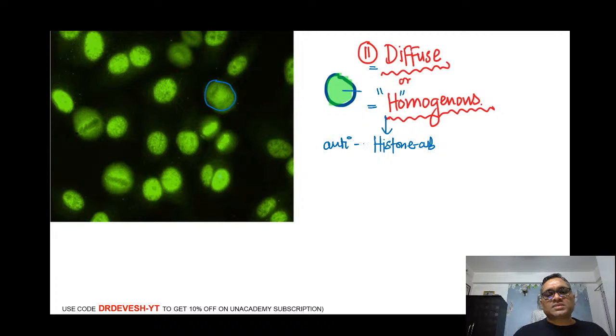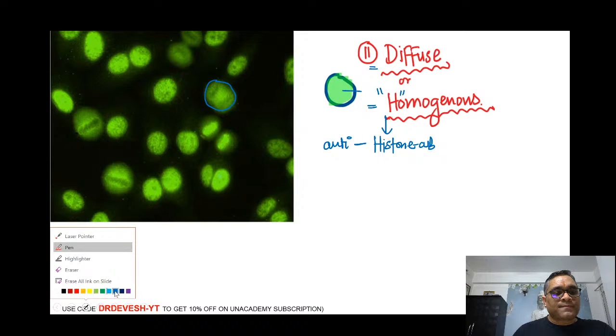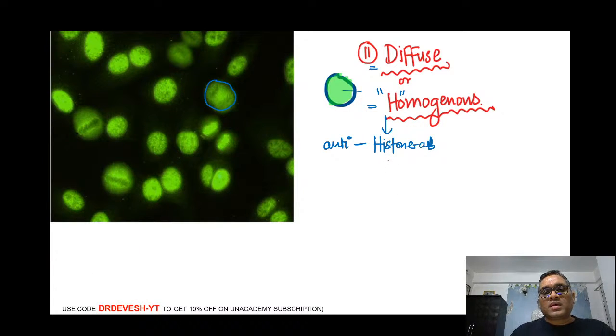Antihistone antibodies. Where will you see antihistone antibodies in that diffuse or homogeneous immunofluorescence? In which condition will you see them? So this will be seen in, yes, very good, drug induced. Always remember, antihistone will be seen in drug-induced lupus erythematosus, right?